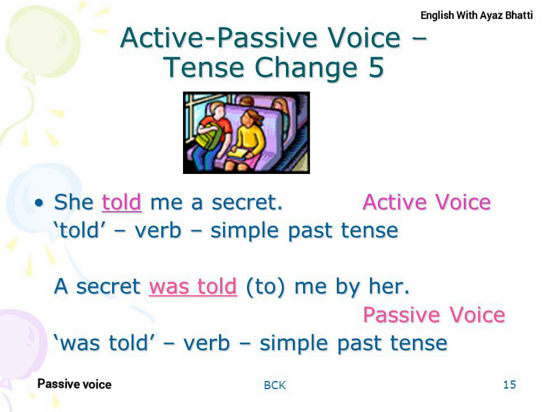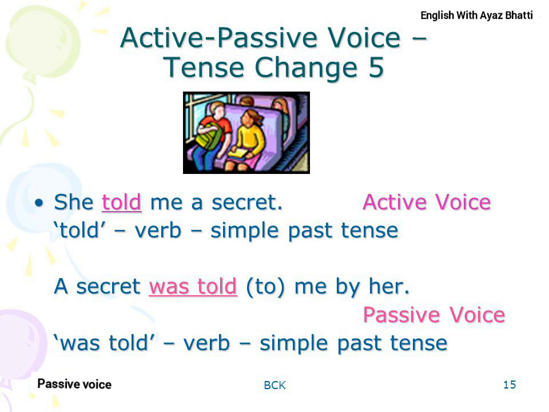She told me a secret. Active voice. Told, verb, simple past tense. A secret was told to me by her. Passive voice. Was told, verb, simple past tense.